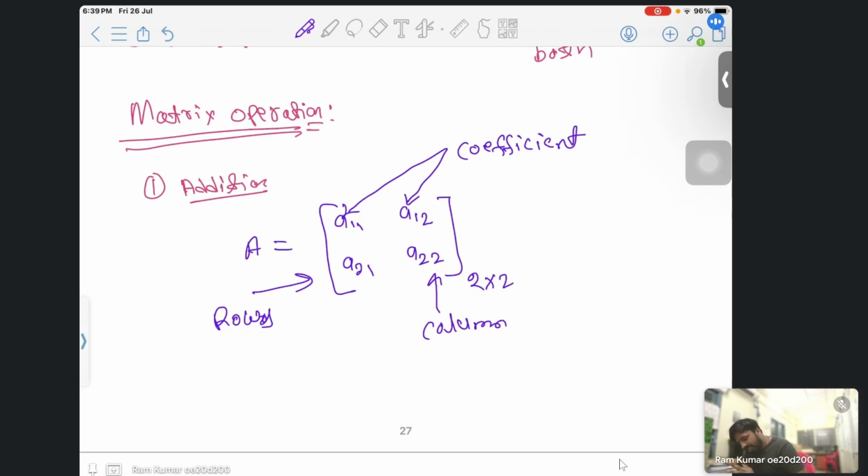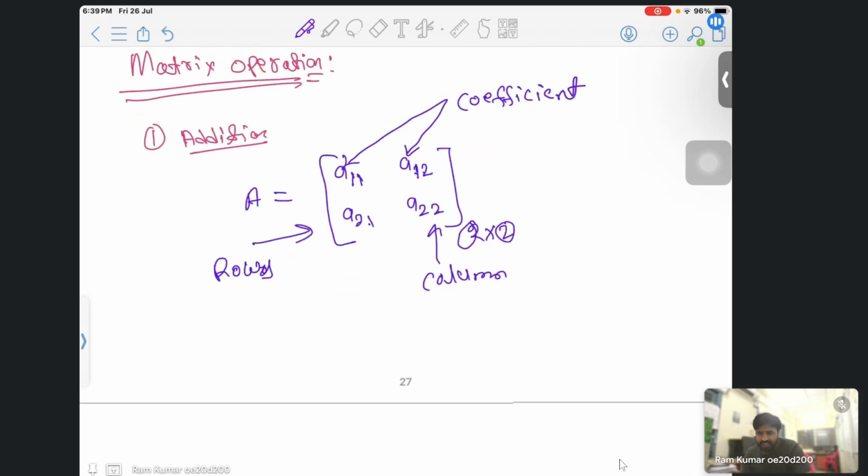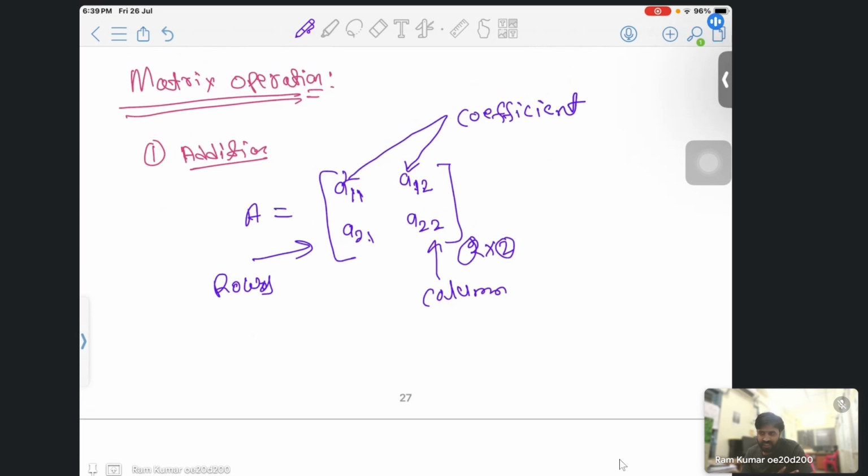Now we have this matrix A having 2 rows and 2 columns, and these are called the coefficients of the matrix. A11 means first row, first column, then A12 means first row, second column, then second row, first column, then second row, second column. First we call the row. Then matrix size can be infinite also. It is not that it should be 2 by 2, 3 by 3, 4 by 8.